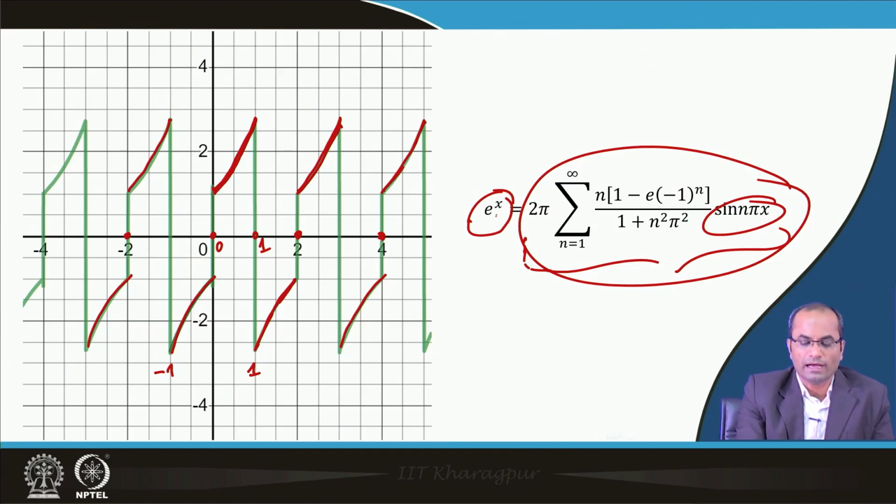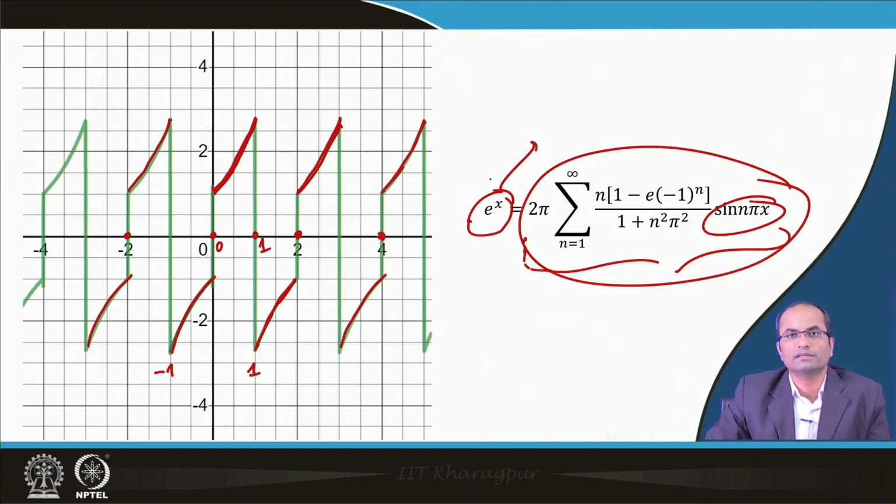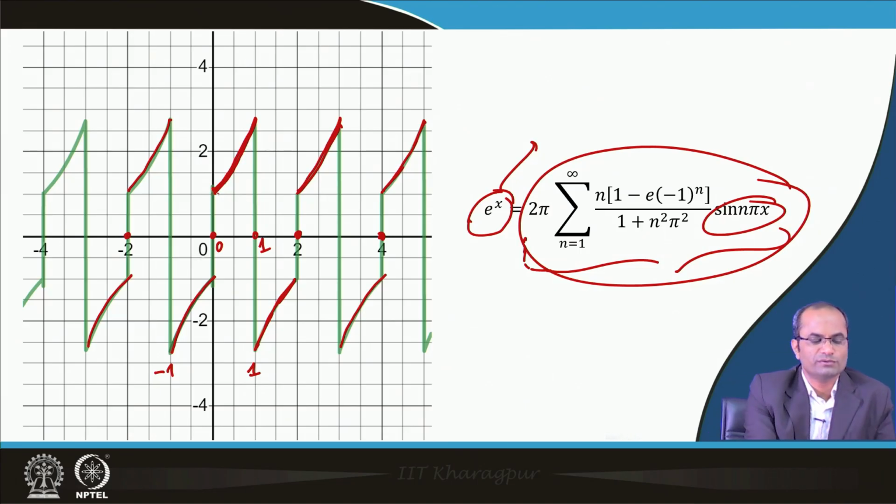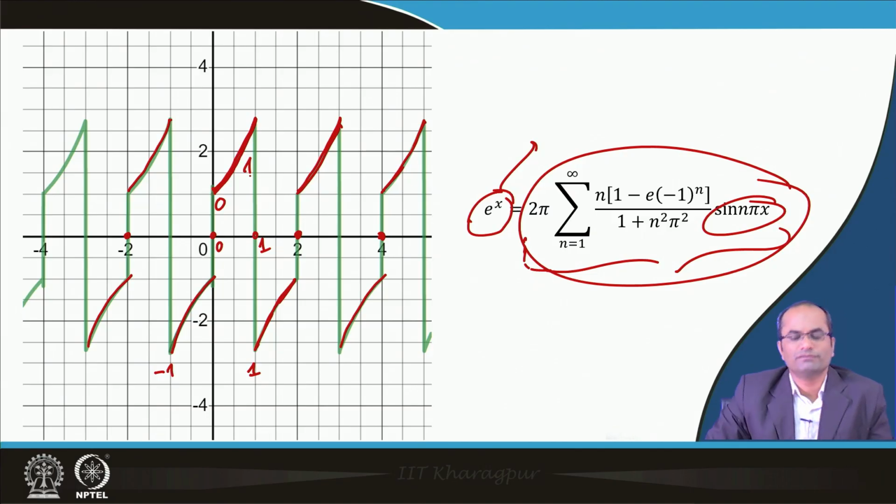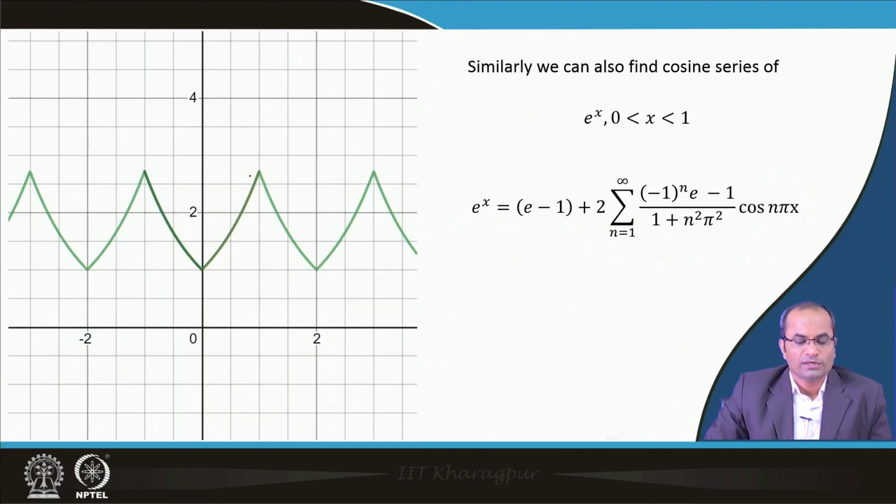So, we can have two different expansions here, one purely in terms of sine, and the other, a cosine series in terms of cosine, but both series will converge in this region 0 to 1 to the same function, e power x. So, we have also plotted here the cosine series.